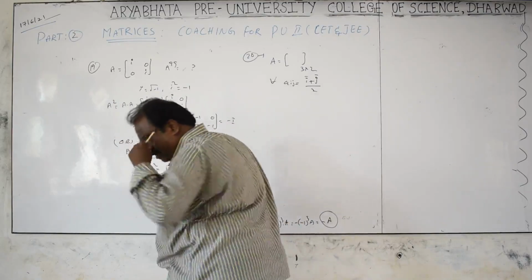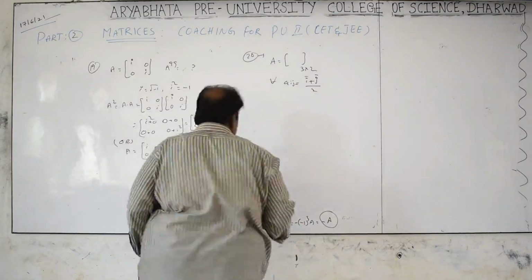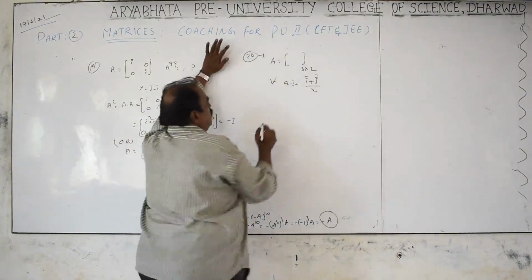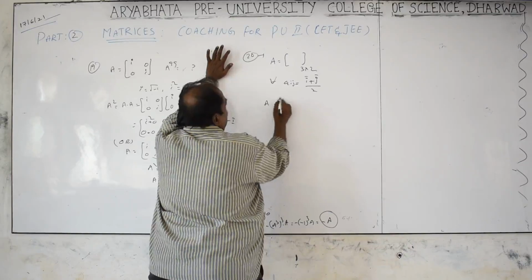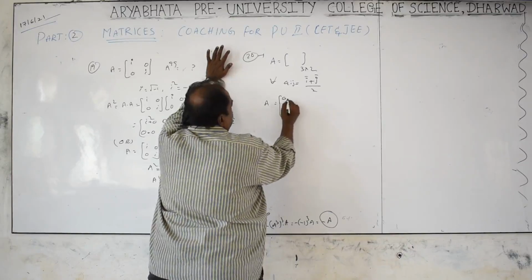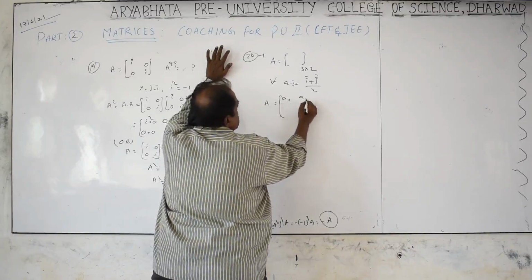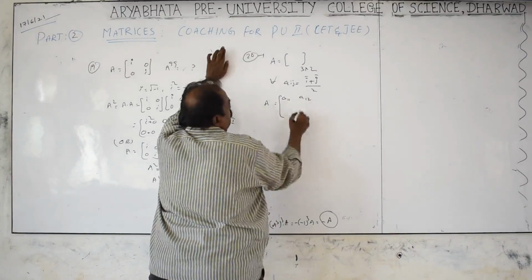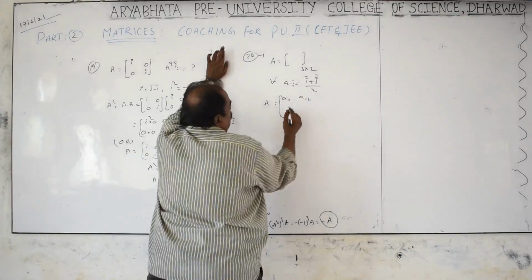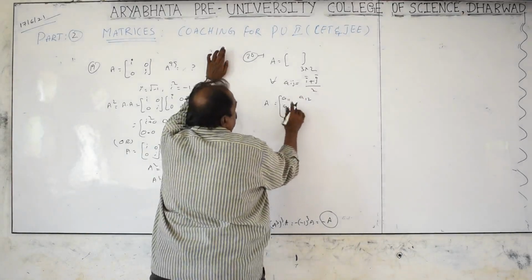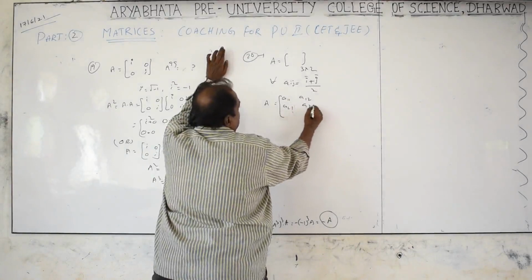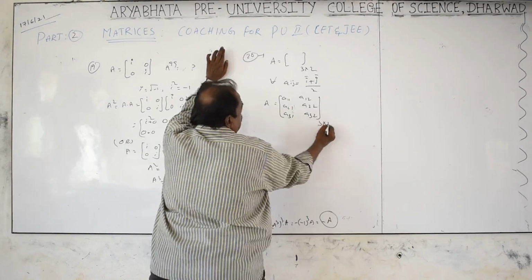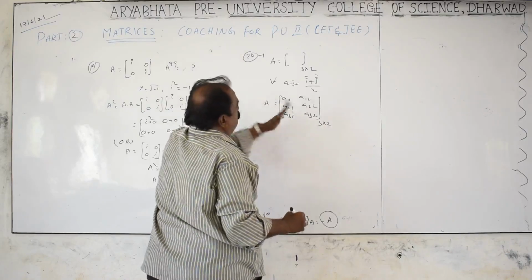A fantastic concept. It is given in our concept, and in the first exercise this type of problems are there. You see, A is a 3 by 2 matrix means a11, a12, okay na? 3 rows, 2 columns: a21, a22, a31, a32. Yes, correct? 3 rows but 2 columns.